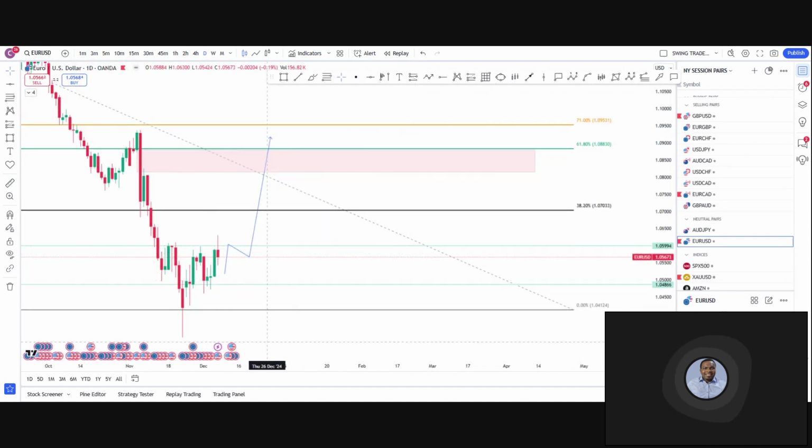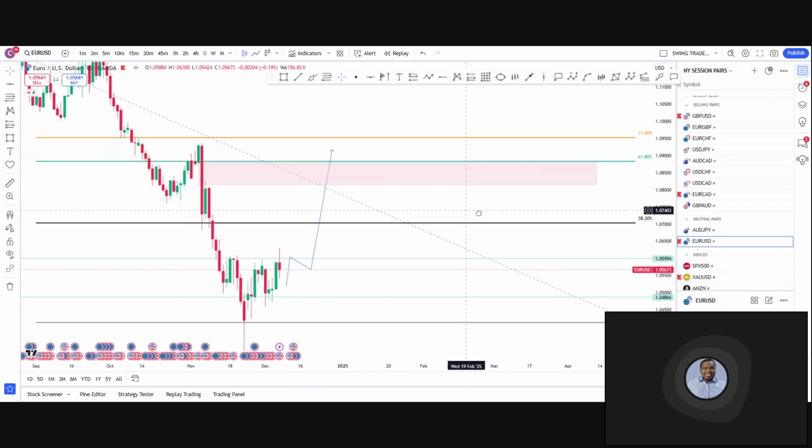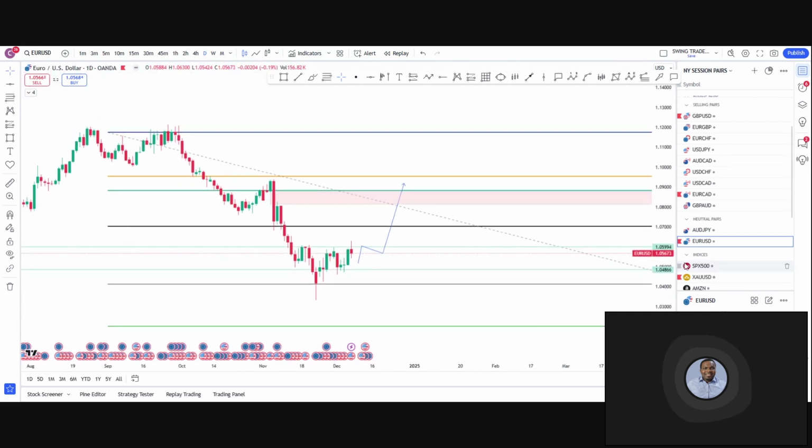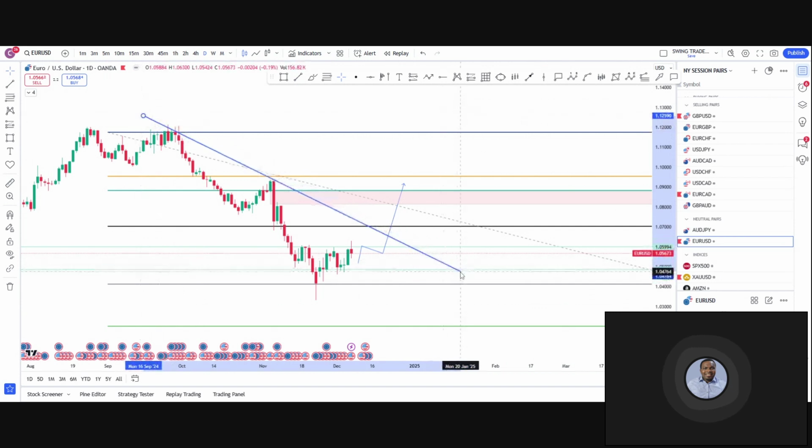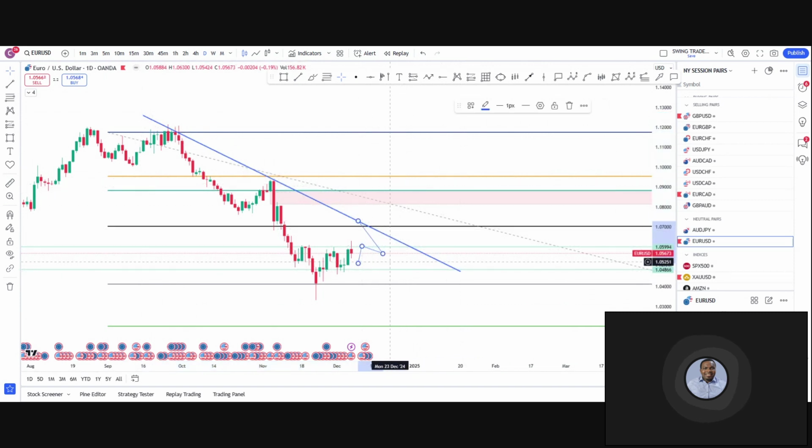This psychological level here: if price breaks that, then we're anticipating that price wants to push even higher. We also have a trend line that could be waiting for price action here as well. So this is a trend line. If price maintains that trend line, we should be anticipating a retracement, a little bit of pullback somewhere around here, where price will come in.